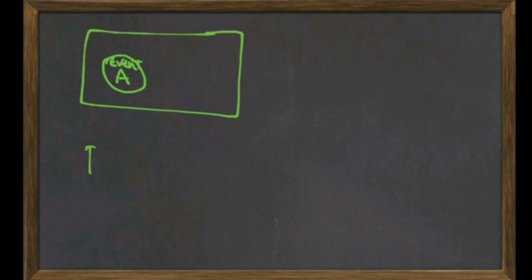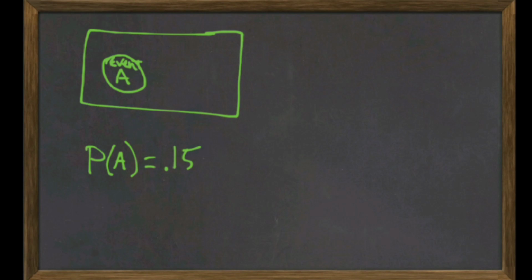Notationally, or when we write it out mathematically, we refer to this as the probability of A, the probability of event A happening. And maybe we say that's 0.15. There's a 15% chance within this experiment that event A happens.